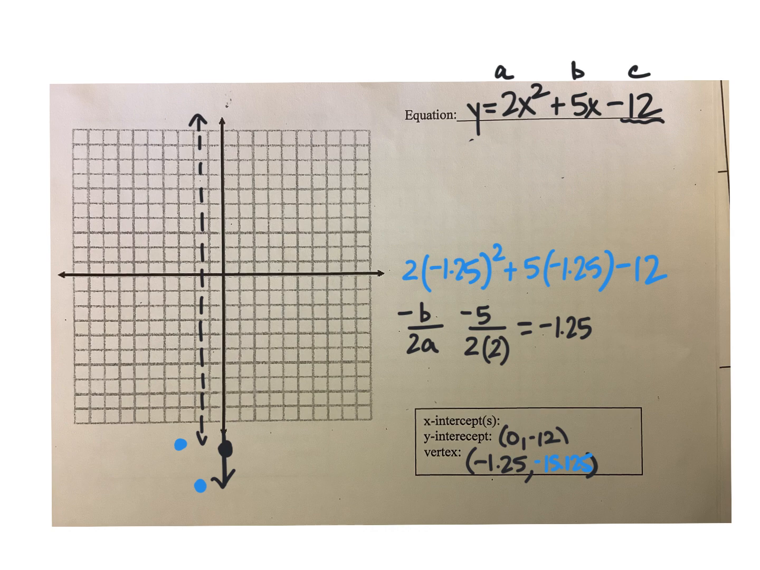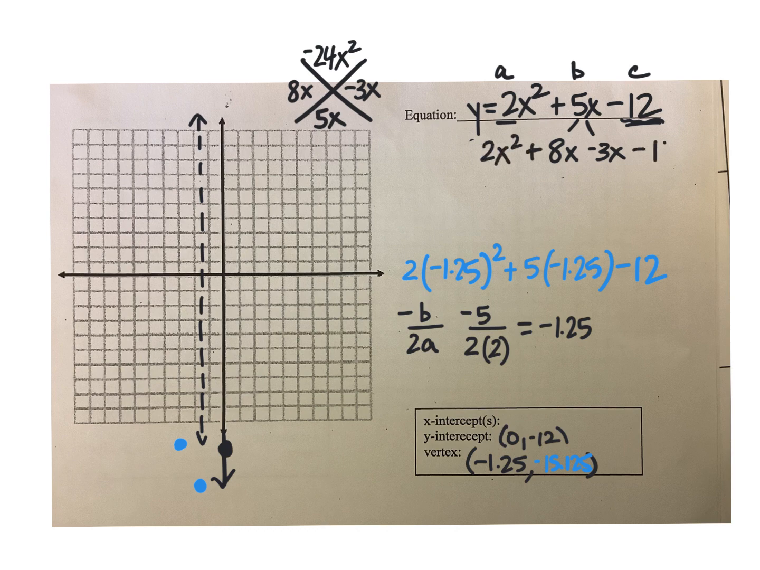Okay, so if I draw this little x out, I know when I add, I want it to be 5x. When I multiply, I want negative 24x squared. All right, so what times what is 24? When I add, I get 5. I think it's an 8x and a negative 3x. Okay, so I'm going to split that up into 8x and negative 3x. And I still have 2x squared plus and minus 12. So this one's going to take me a little bit longer.